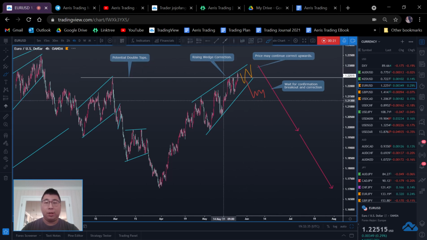As always, all these are forecasts. They're not signals to buy or sell. We need to wait for price to develop and confirm before entry, and this is how we can stay consistent and sustainable in the long run.